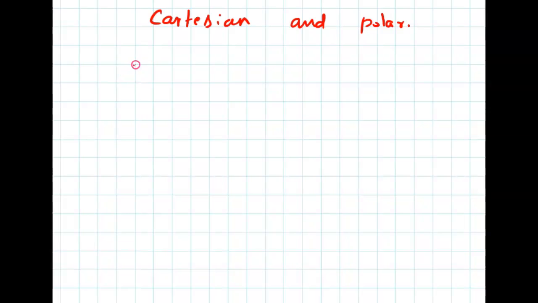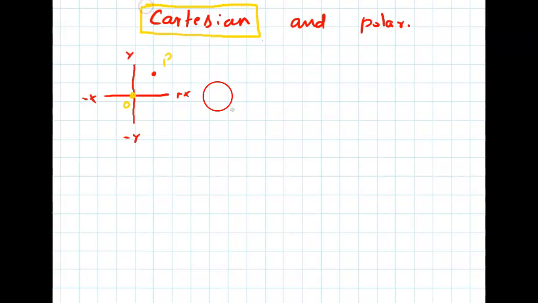Now I draw a graph. Here is a graph. It has a positive x-axis. Here is y, negative x and negative y. Now here is a point. The point is P, and here is another point that is called origin. It's a point O. Now I want to reach the point P, and I am using the Cartesian coordinate system.